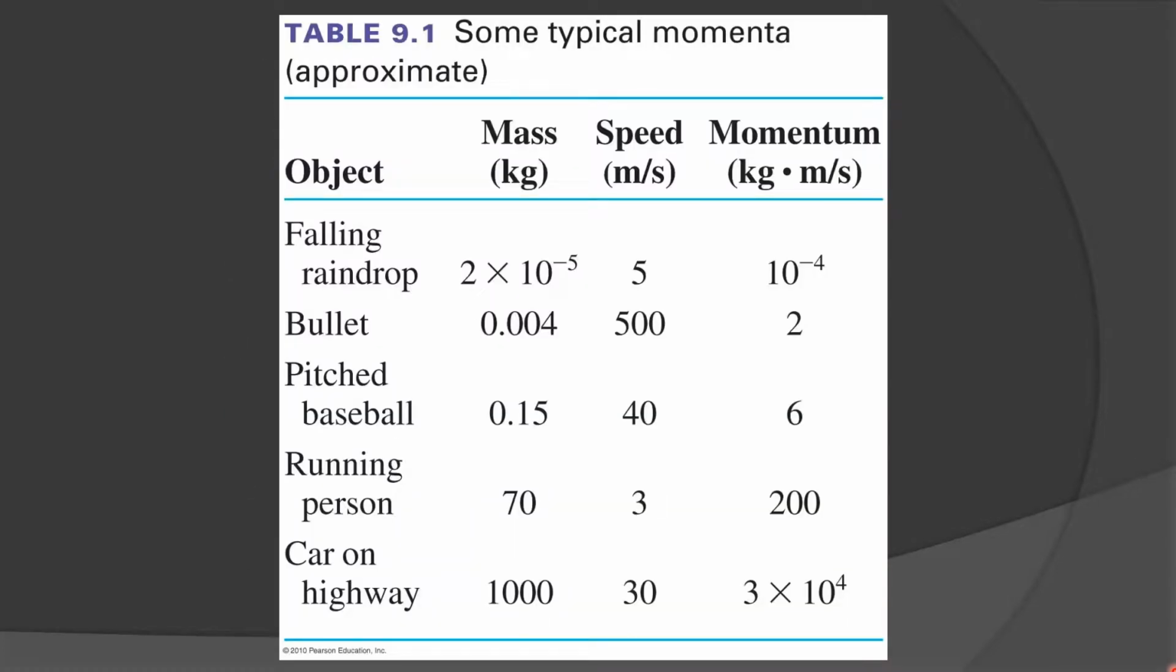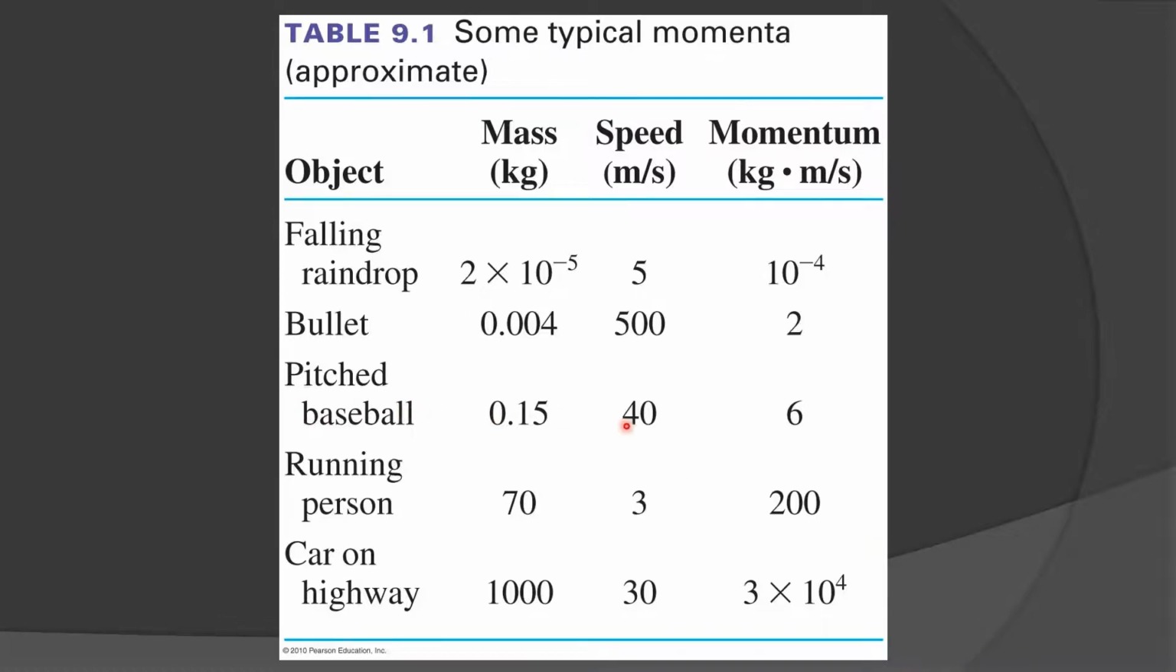Here's an example of some common objects and the momentum they have. The units of momentum are not something that we deal with very often, so it's normal to not really understand what these numbers mean. So what I do is I make a comparative evaluation. I compare the two momentums, and that makes better sense to me than the actual units themselves.